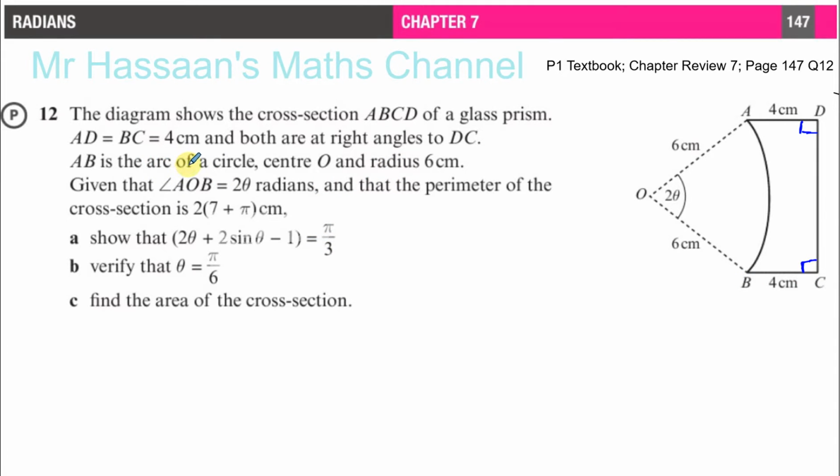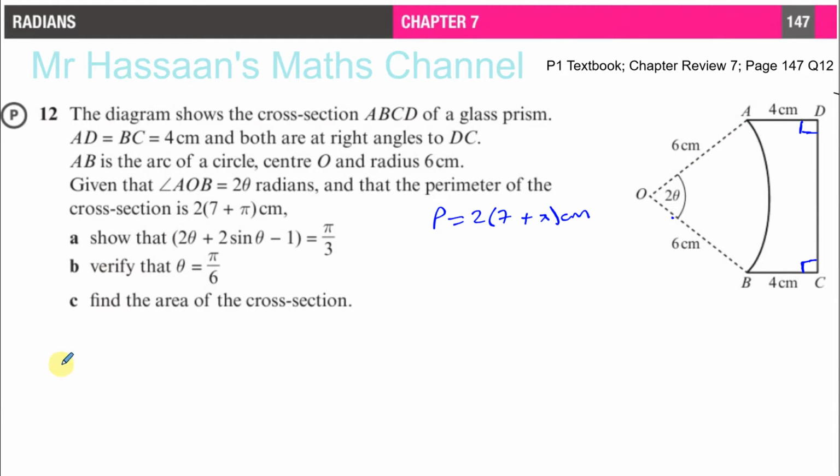AB is the arc of the circle with center O, radius 6 centimeters, and the angle AOB is 2 theta radians. And the perimeter of the cross section is 2 times (7 plus pi) centimeters. That's the perimeter of this whole cross section.